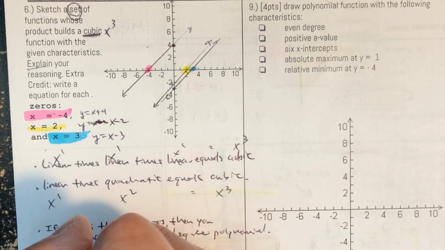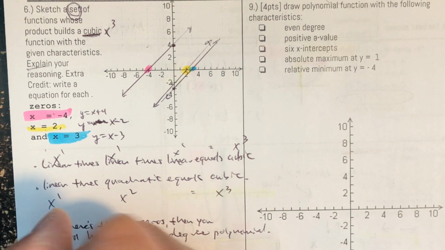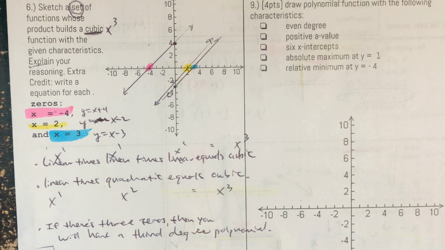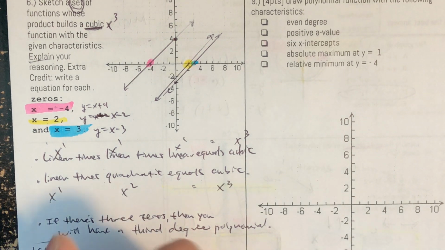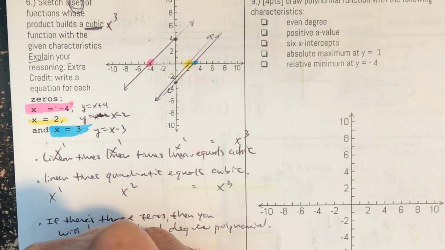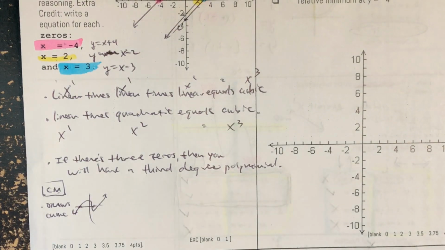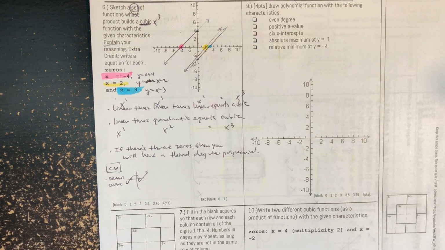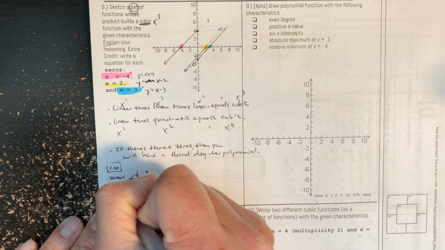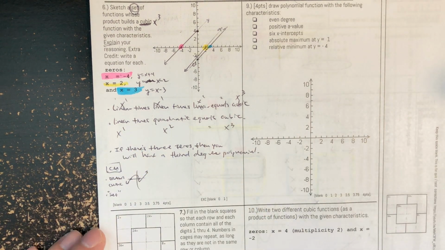Okay, so let's talk about some common mistakes. If you watched last year's video, you would have seen that they draw cubic. They would have done something like this, based on those pink, yellow, and blue, they would have done something like that. This is a common mistake, CM. And they forget to read the word set. So I'm not asking you to draw a cubic function, I'm asking you to draw a set that makes that, right?